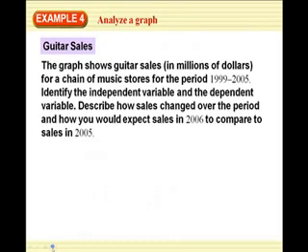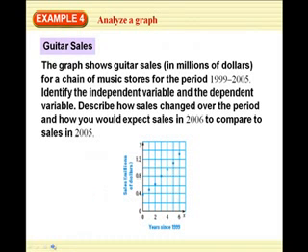And that's right. All right, example number 4, analyzing a graph. So we're going to look at some guitar sales. The graph shows guitar sales in millions of dollars for a chain of music stores for the period of 1999 to 2005. Identify the independent variable and the dependent variable. Describe how the sales changed over a period and how you would expect sales in 2006 to compare to sales in 2005.